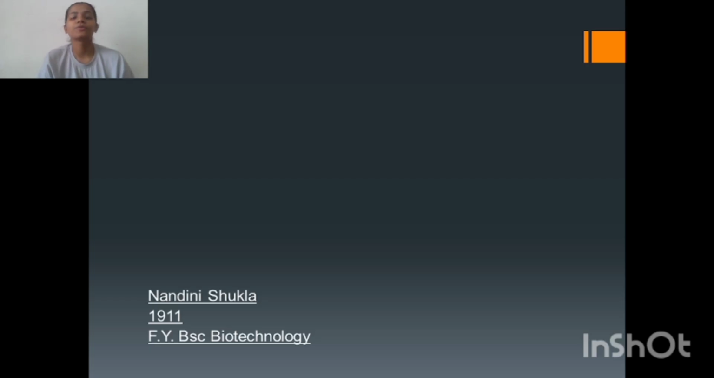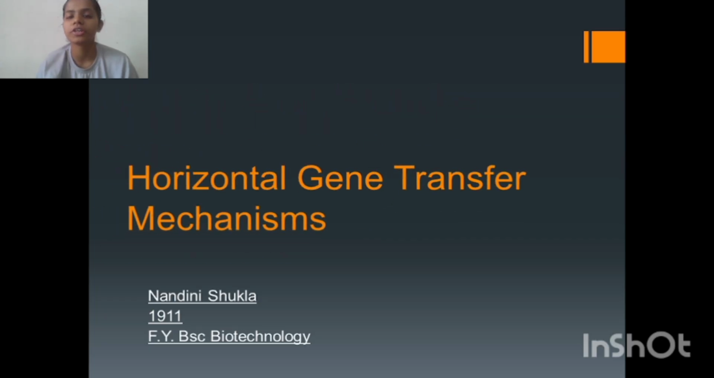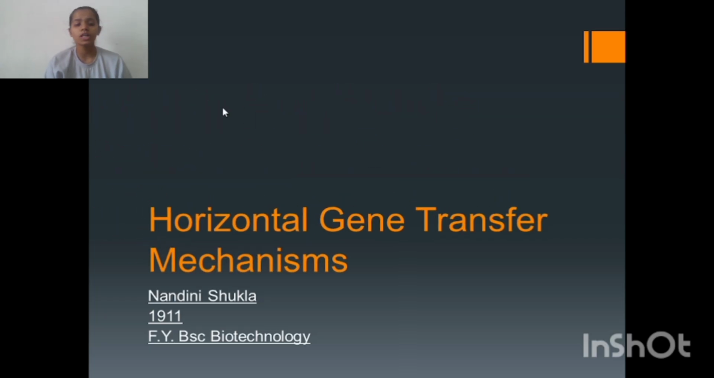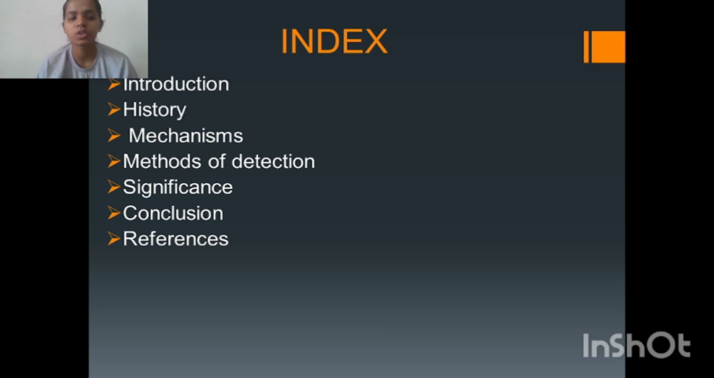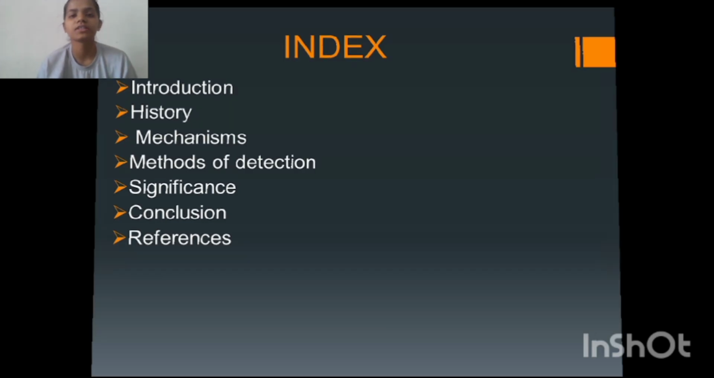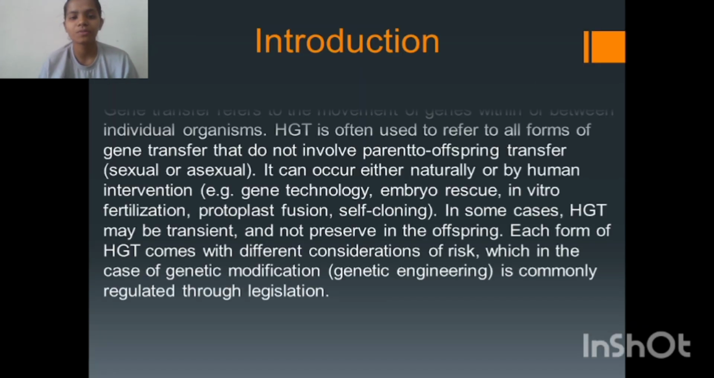In this video, I am going to talk about a microbiology topic which is horizontal gene transfer mechanism. So, what is horizontal gene transfer? It is a movement of genetic material between unrelated organisms not through the normal reproduction. So, in this video, we are going to see its introduction, its history, mechanism, method of detection, significance, conclusion, and the reference. Let's begin with the introduction part.